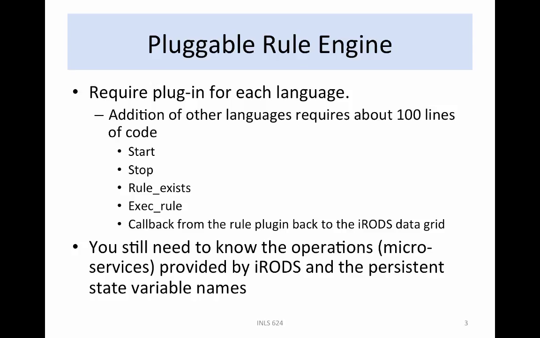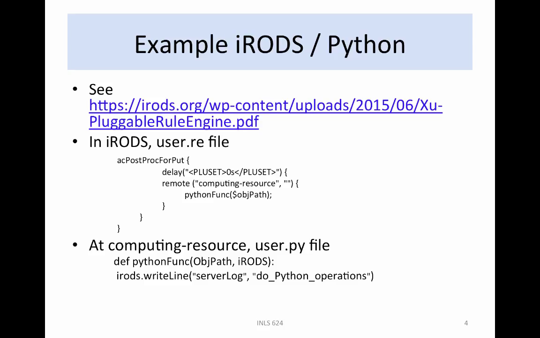The different scripting languages could invoke iRODS microservices and could query the persistent state information. The person writing the rules still needed to know which microservice supported an operation and which persistent state attributes contained the information required for execution of the operation. A description of the pluggable rule engine is available at irods.org, zoo pluggableruleengine.pdf.